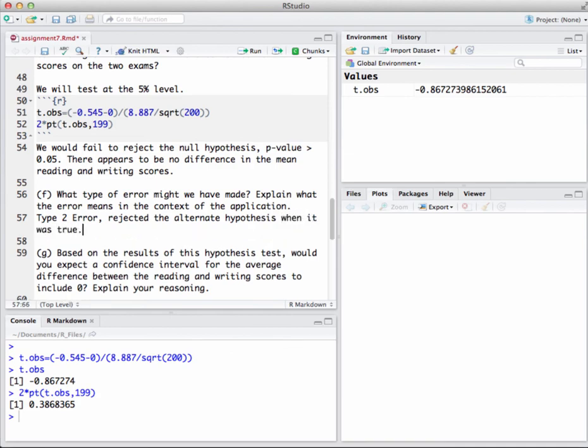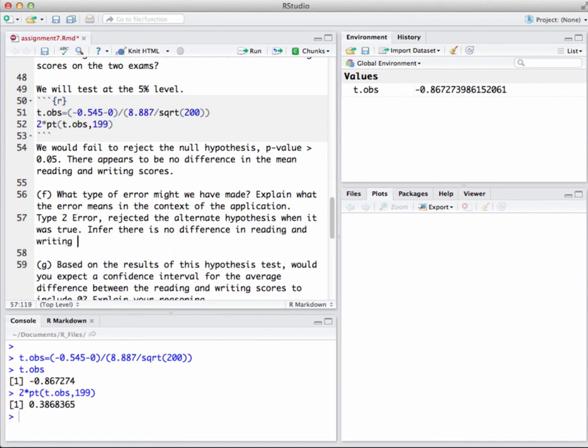In other words, we could have said what? We need to say this in context, right? We could have said that there is no difference. So we infer there is no difference in reading and writing scores when there might have been.